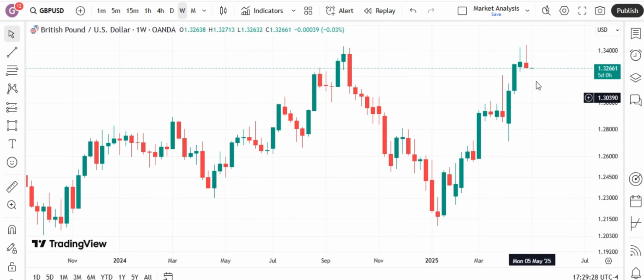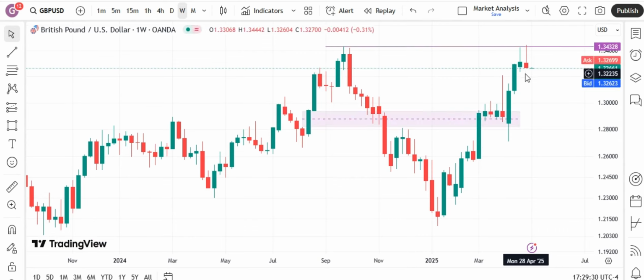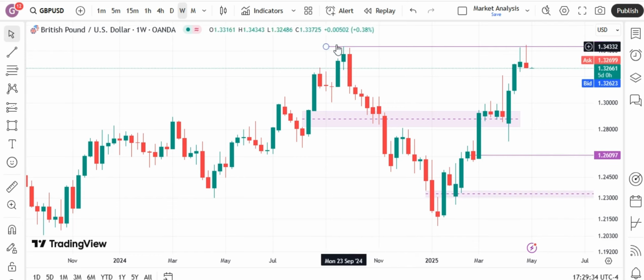GBP/USD, weekly time frame. It was also bearish last week. Last week around this high here, it is still creating that form of a double top. So I want to see movement to this FVG before it goes higher to sweep this high very well. So we are bearish on GBP/USD to trade into this FVG right here.